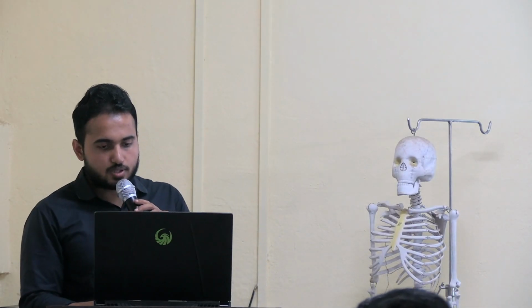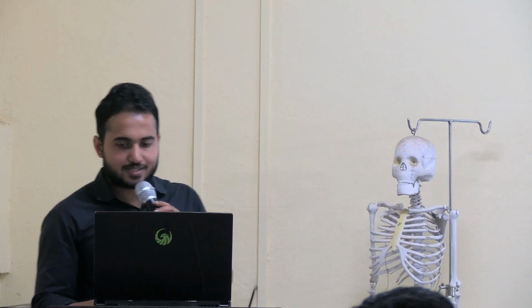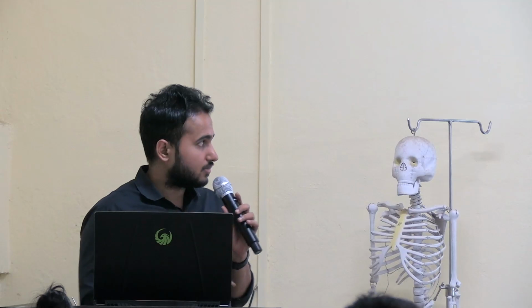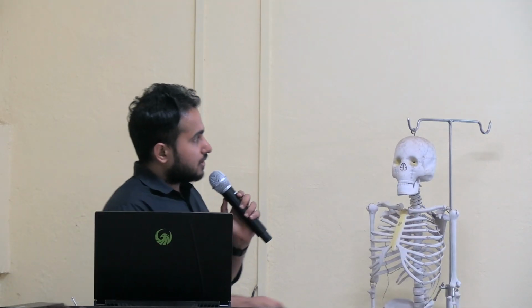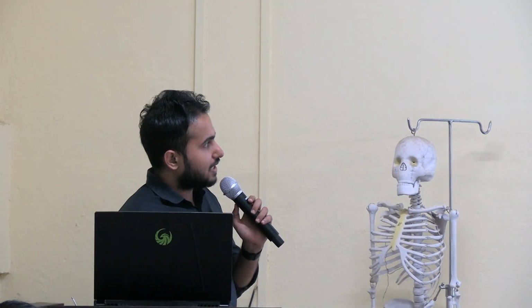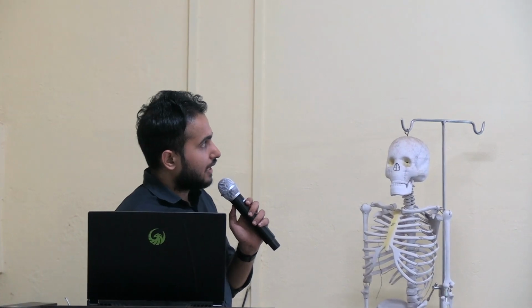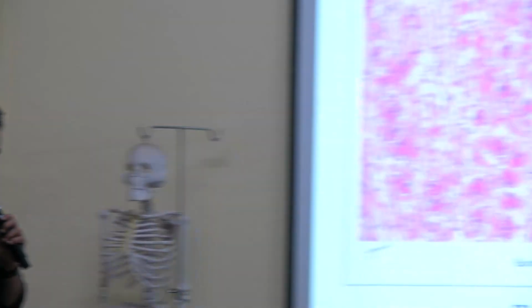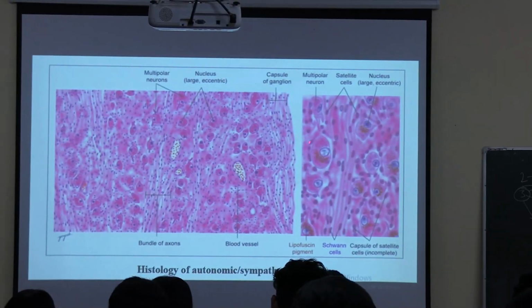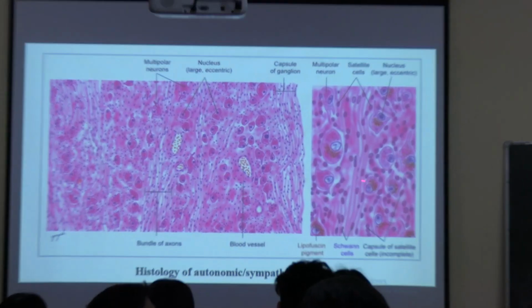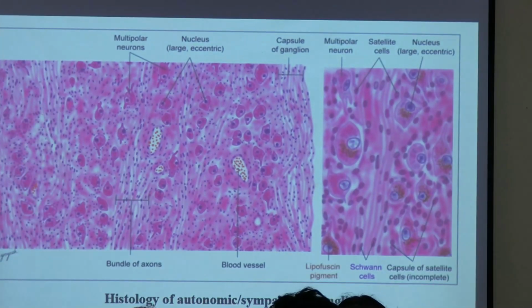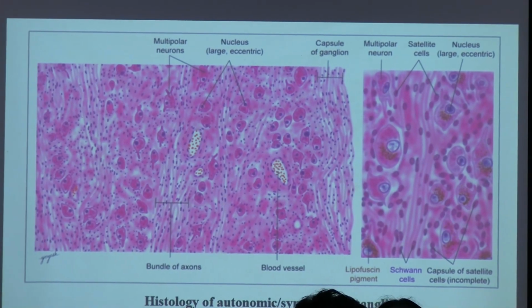Next, these postganglionic autonomic neurons synthesize catecholamines and acyl granules, which are prominently seen in the cytoplasm. This is the low magnification image and this is the high magnification image. One important thing, in some cases you can see the lipofuscin granules. Look here, lipofuscin granules can be seen inside the neurons.